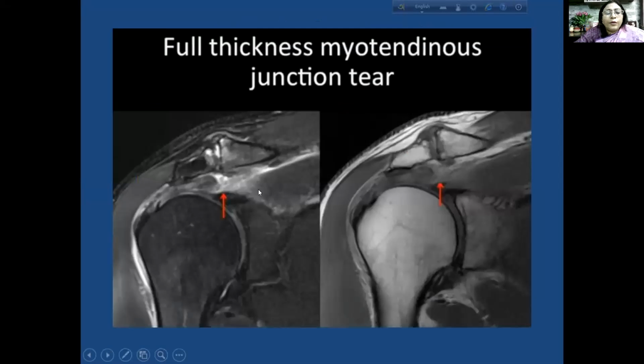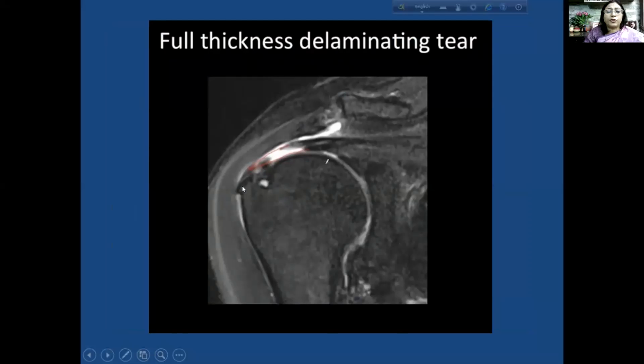This is a full thickness tear involving the myotendinous junction, possibly caused by trauma. A full thickness delaminating tear is a horizontal tear which divides the fibers into superficial and deep. In our report, we have to describe all of these retracted fibers separately, because if the arthroscopic repair involves only the superficial fibers, then when the patient starts to move the shoulder, a re-tear occurs from the deeper fibers which were neglected.